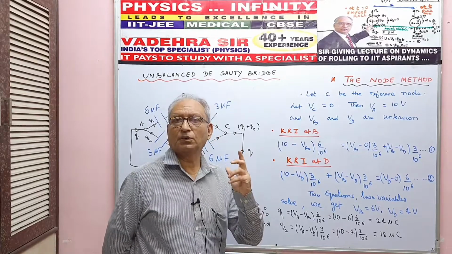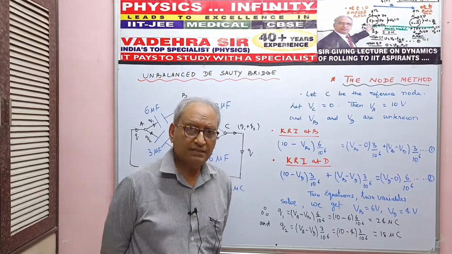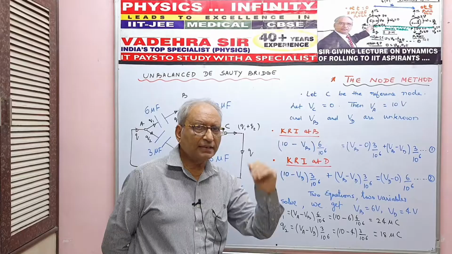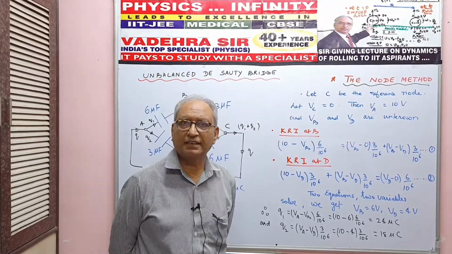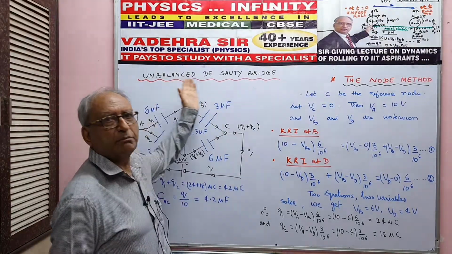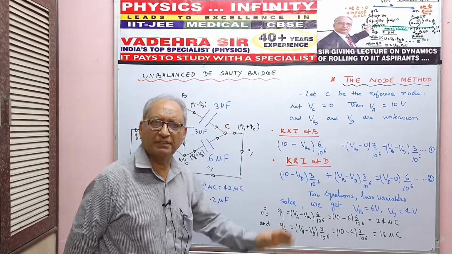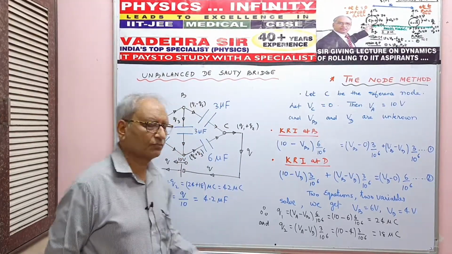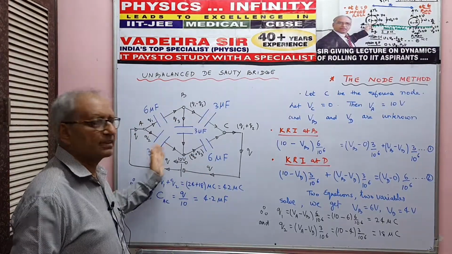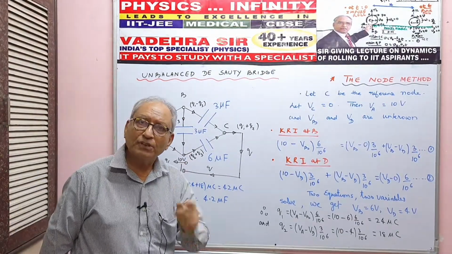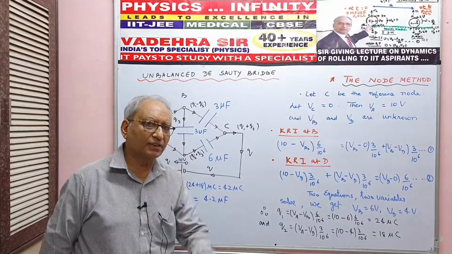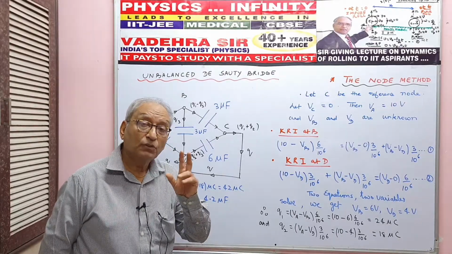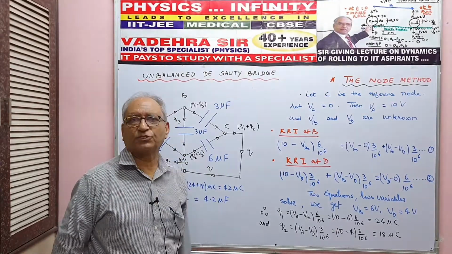I am now going to analyze a parallel network in capacitors that is called the de Sauty bridge, parallel to the Wheatstone bridge. This is called the de Sauty bridge with a 5 capacitor network, C1, C2, C3, C4. And I am going to make 2 videos on this for the unbalanced de Sauty bridge.